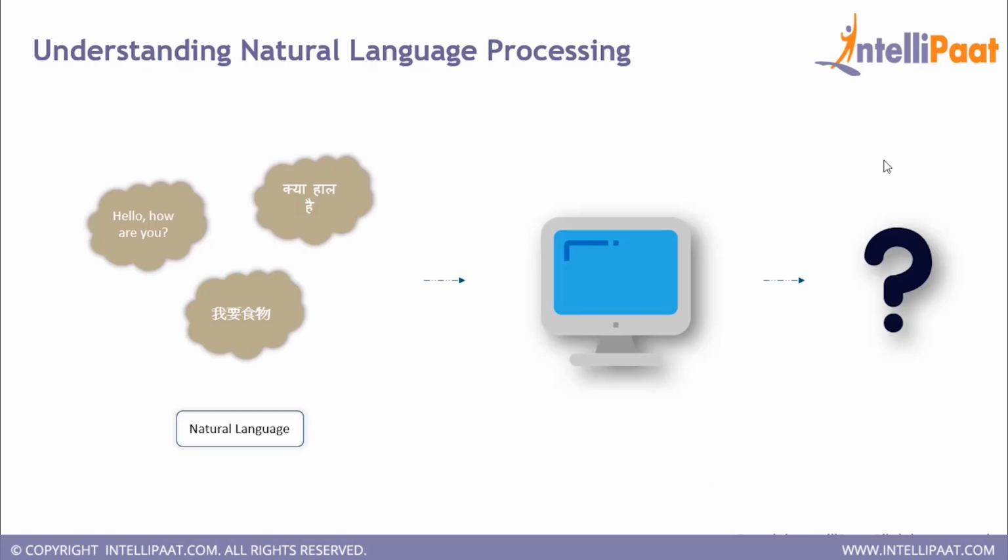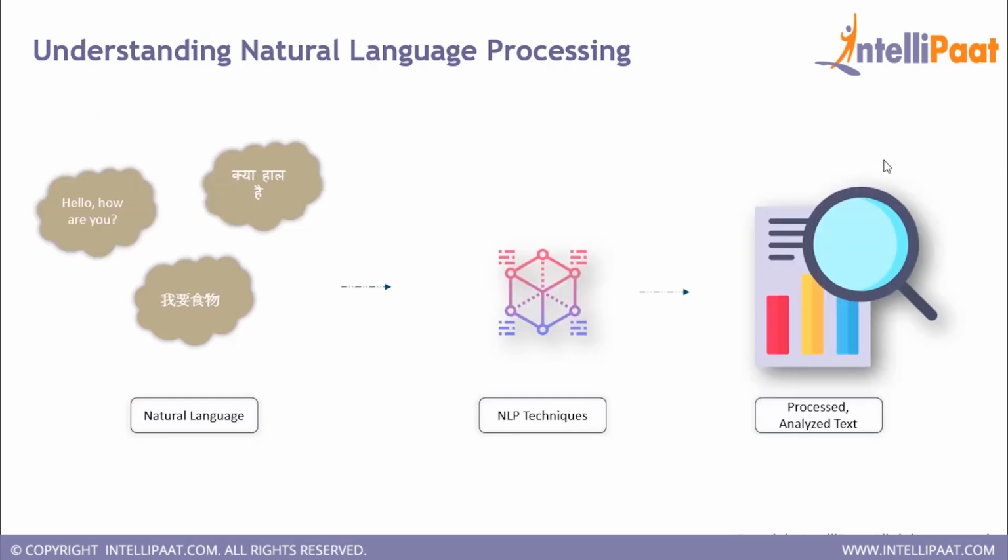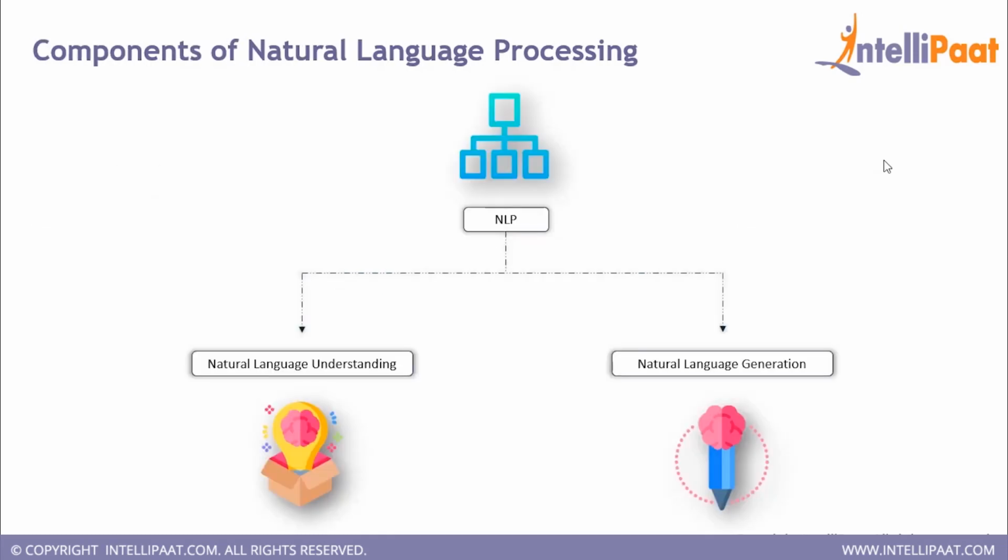Now, since we're humans, we're able to comprehend these languages. But what about a machine? What if these same languages are fed to a machine? Will it be able to comprehend them? So this is where natural language processing comes in. Natural language processing is the ability of a computer program to understand and interpret human language as it is spoken. Or in other words, NLP is used to gain knowledge from the raw textual data at our disposal.